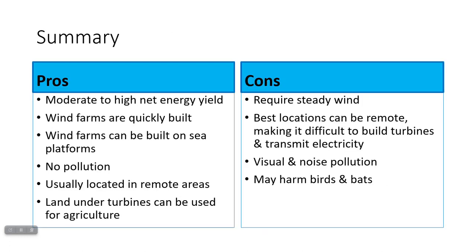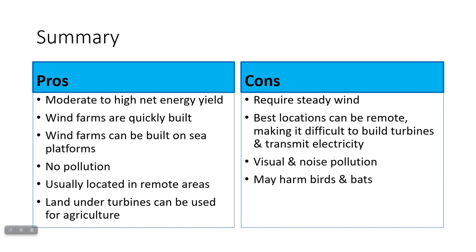And here is kind of our summary. The pros: you get pretty good energy yield from a wind turbine. You can put these wind farms up pretty quickly. You can even build them out to sea, so that way they're not taking up land. While they're operating, they're not producing pollution, especially no greenhouse gases, no other compounds like nitrogen oxides or anything.